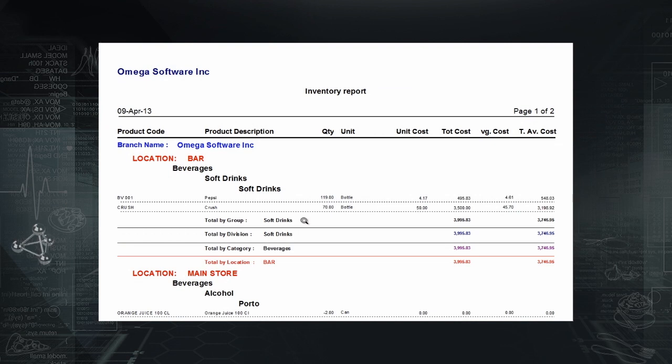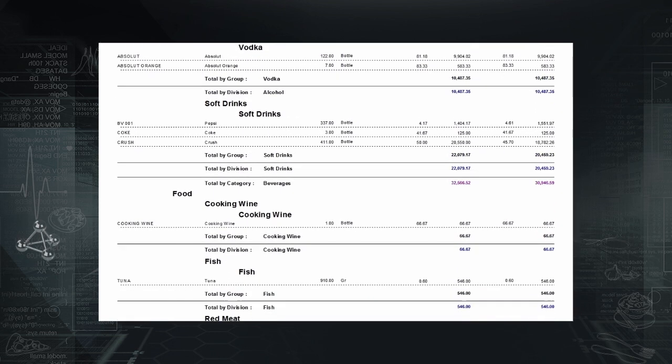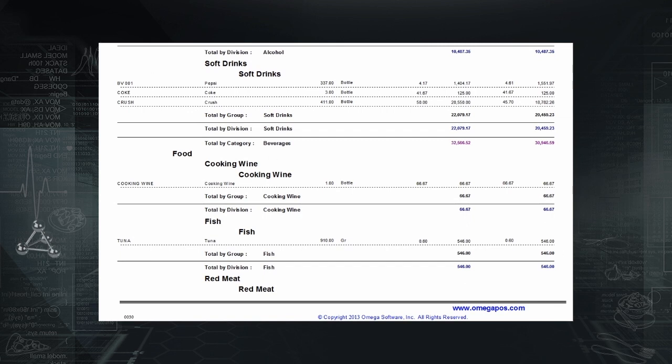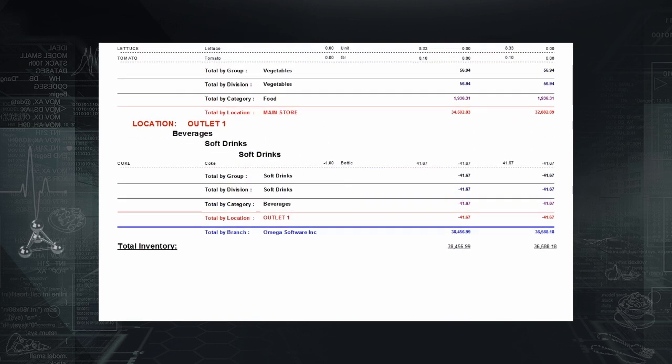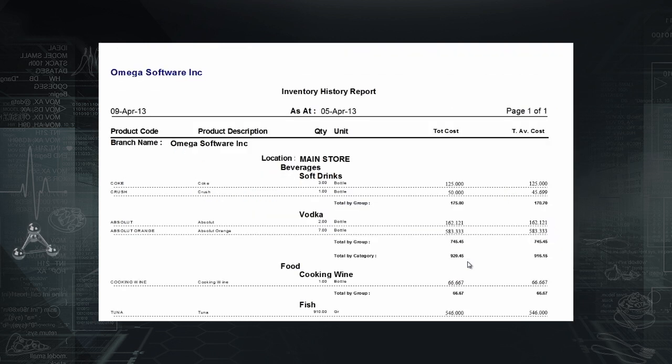This example illustrates management reports, such as the inventory report that shows the stock value on this date, along with quantities, costs, items classified by categories, divisions, and groups. At the end of the report, notice the stock's total value. In case you would like to view the stock value of another date, a former date, issue the Inventory History Report, which shows the stock value on a previous date of your choice.